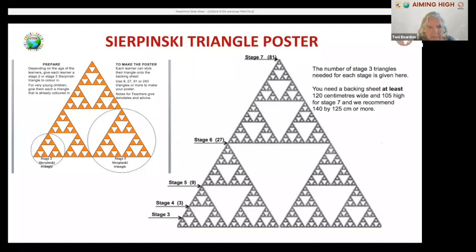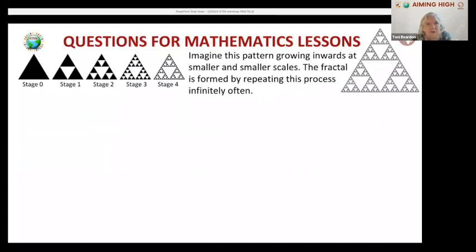Tony gives a backing sheet of at least 120 centimetres wide and 105 high for stage seven. He's got recommendations of sizes, but you can get the learners to work out what size background you're going to need according to the size of the stages and how big they want to go, because they like to go big with this. Okay, so to recap now, what questions would you ask for a lesson here? What might you do?